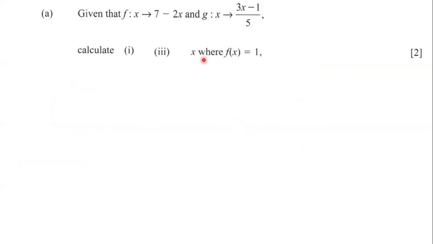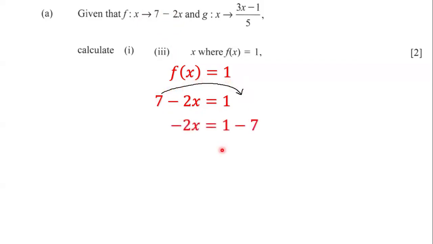Next, we have to determine x, where f of x is equal to 1. And so here they say that f of x is equal to 1. But what is f of x? Well, according to the function that they give us, f of x is equal to 7 minus 2x. And we set that equal to 1. Now we solve for x. And in order to do that, we're going to take positive 7 and send it over the equal sign. It was a positive 7, but when we send it over the equal sign, it becomes a negative 7.